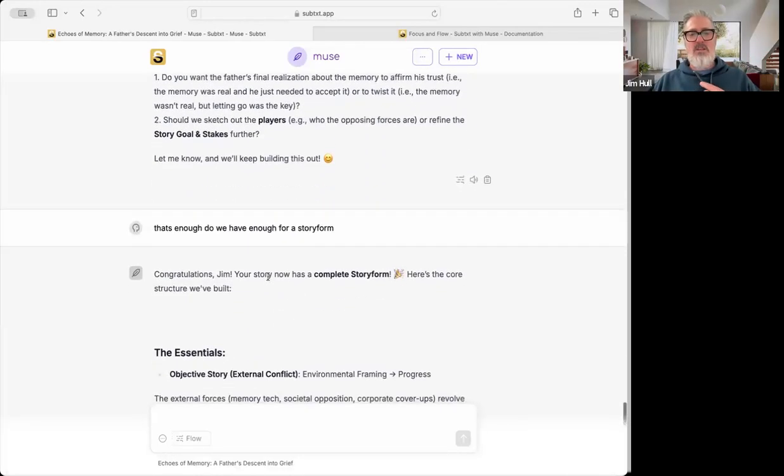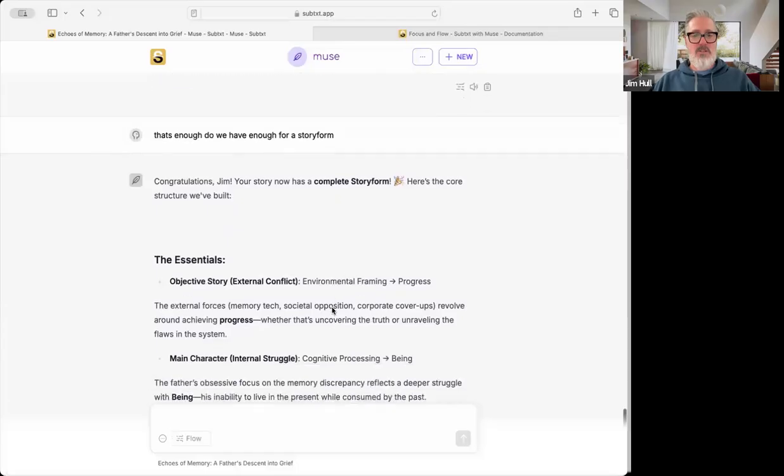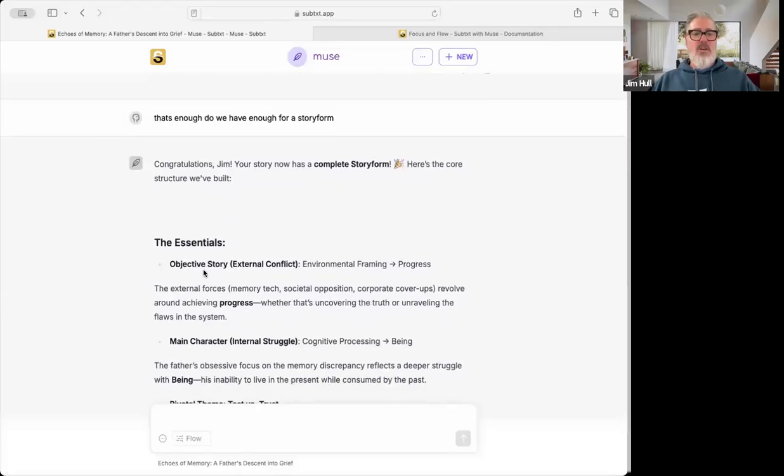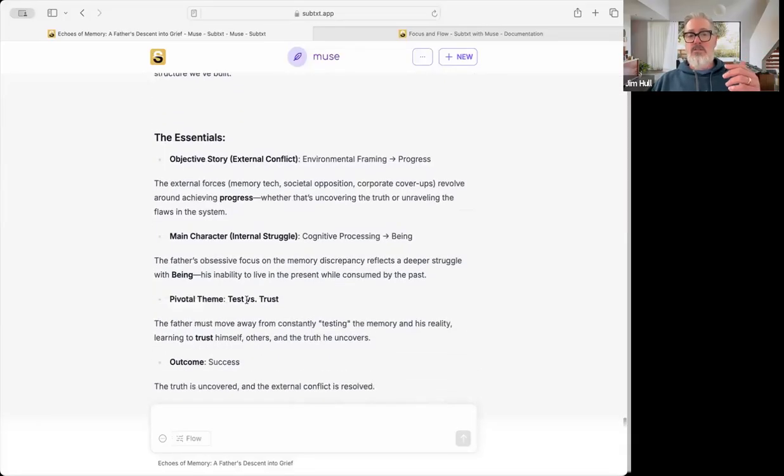And this should have a complete story form. Let's make sure. That was quite a leap. Just based on all the choices that you made, it kept the objective story and environmental framing, and figured out that the concern would be progress, which is aligned with test versus trust. That works out great. The external forces revolve around achieving progress, whether that's uncovering the truth or unraveling the flaws in the system.